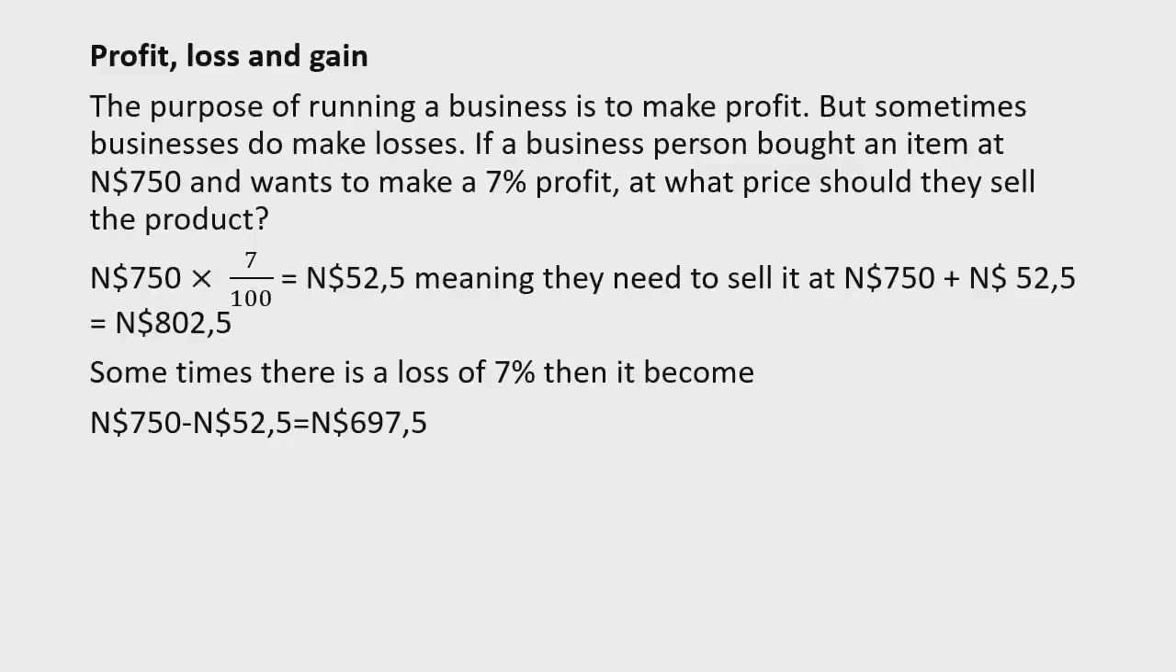Now let's look at this one. If this same calculation was the loss, the 7% loss, then what you're going to do is take 750, which he bought or purchased the product for, and minus the 7%, which is $52.05, and the person has sold that item for $697.5. That means that that shop owner has made a loss, and he didn't make a profit, which is also part of business.